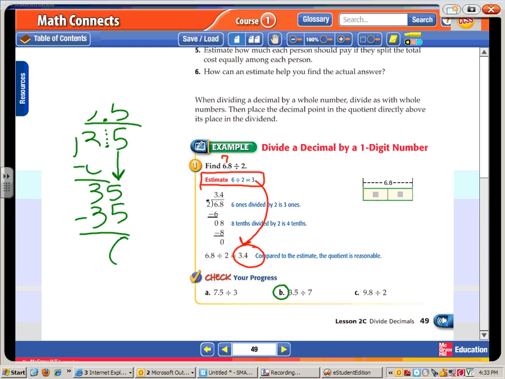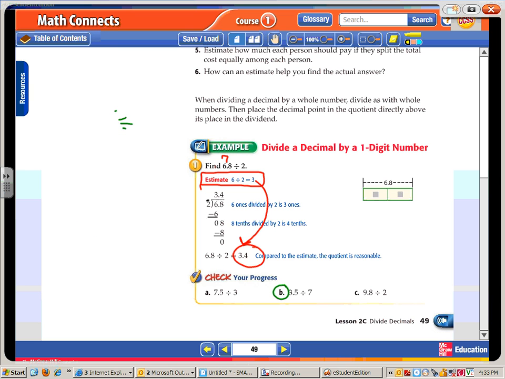Let's do one last one here. Right over here, C, 9 and 8/10, and we're dividing that into 2 groups. Going to float that decimal up. I'm going to look at the 9. That's 9 flats, 9 wholes. If I have 2 groups, 9 flats.